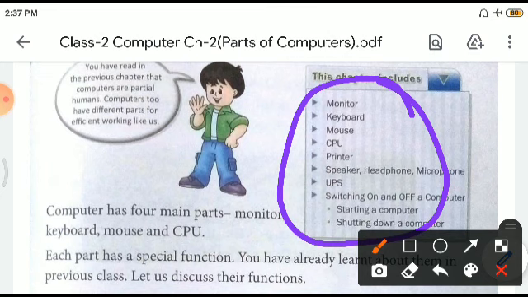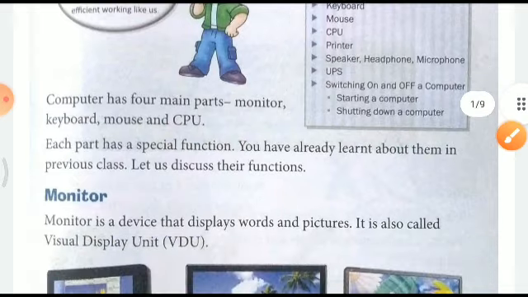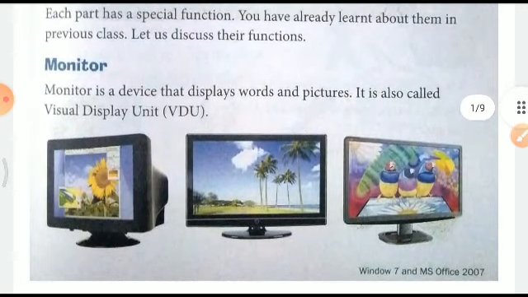So, computer has four main parts: monitor, keyboard, mouse, and CPU. These are the four major parts primarily. Each of these parts has a special function. You have already learnt about them in previous class. Let us discuss these functions further. Monitor. It's a device that displays words and pictures. It is also called visual display unit. Visual means for vision, which we can see.